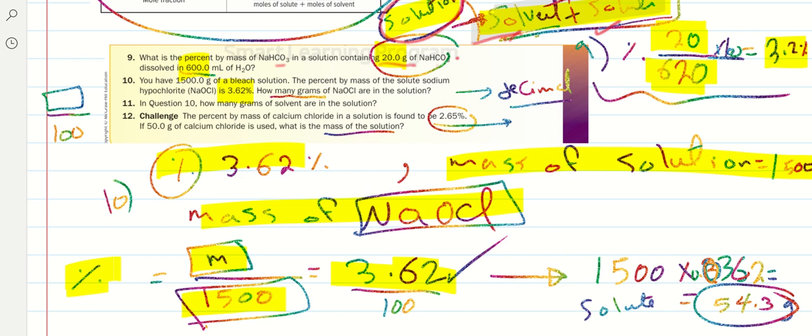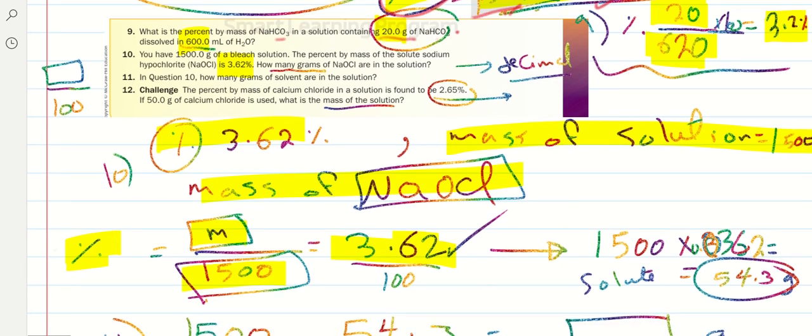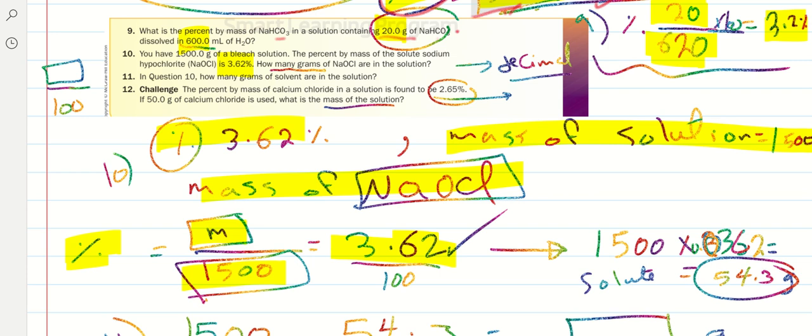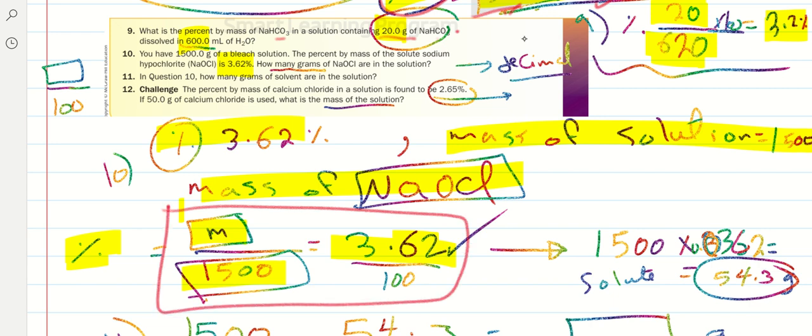I told you at the beginning of this video, whenever you see percent, convert it to decimal. So it will be 3.62 divided by 100 to convert to decimal. Or you can say it is 0.0362. Both of them are correct. Then by multiplying, this will be the solute, which is 54.3 gram. I calculate the solute in grams.